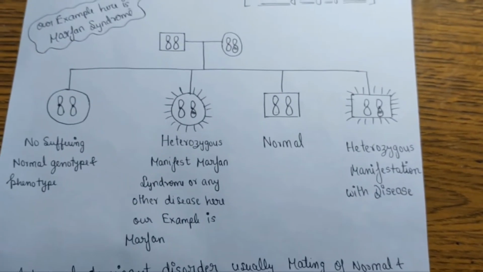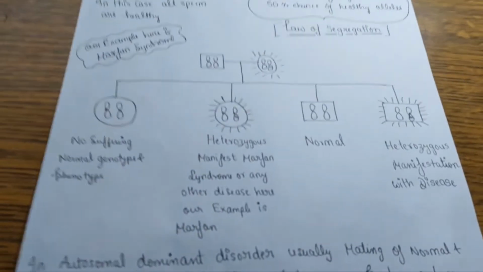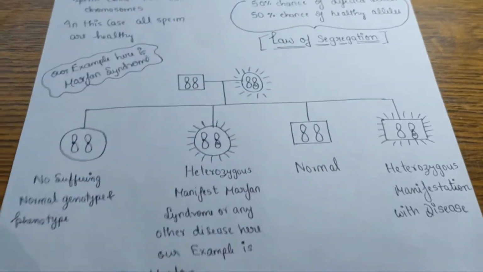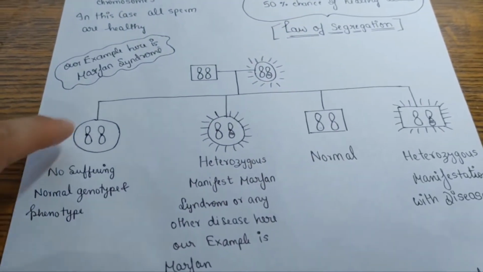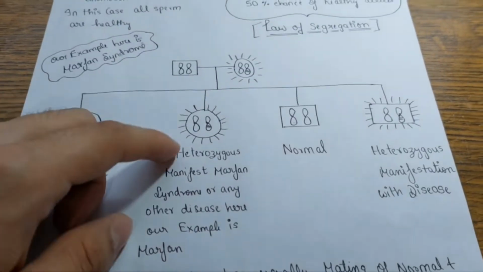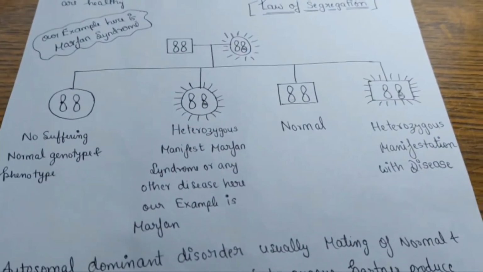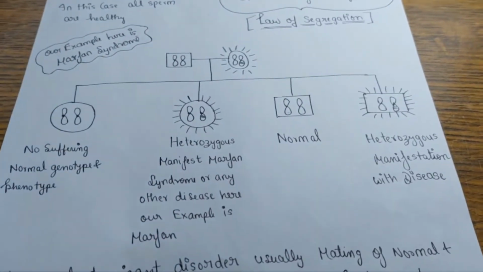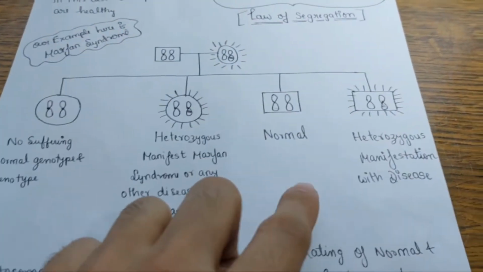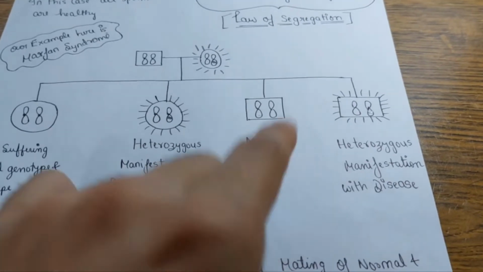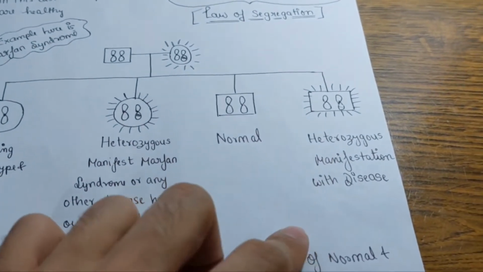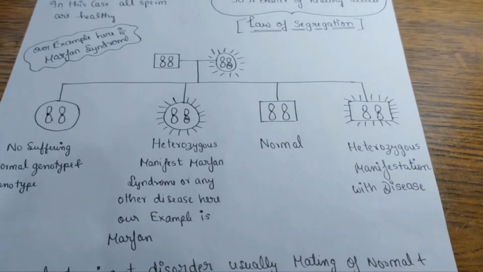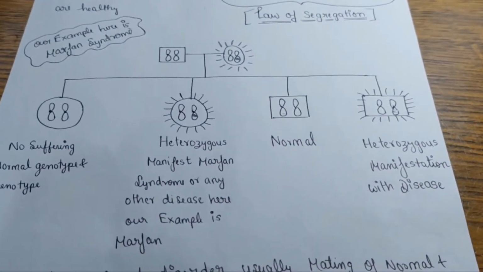Now if we draw the pedigree chart for this, what we come to know is that the first child gets the first allele from the father and the first from the mother. So he is going to be normal in phenotype and normal in genotype because he doesn't have the abnormal allele. Whereas in this child, since he is heterozygous, he will have Marfan syndrome or any other syndrome of autosomal disease, which we are going to discuss. And then the third child also has both normal alleles, so he is going to be normal. Whereas the fourth kid again has the heterozygous manifestation, so as a result he will express the disease.